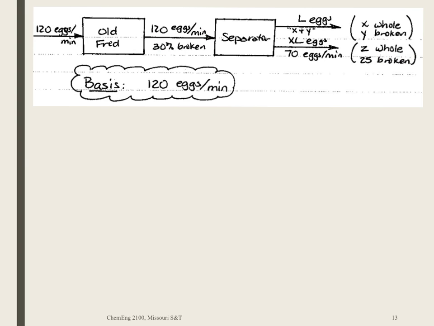So let's just start over with a clean drawing and start writing down what these equations are. I'm going to use my process spec first. Process specs are typically nice to get out of the way. And it says 30% of the eggs are broken. So my number broken is little b, okay? And that is going to be 30% of the 120 eggs per minute. Okay, so 30% of 120.